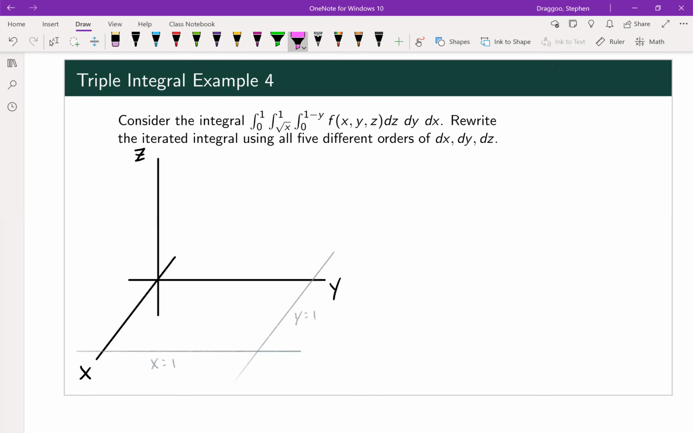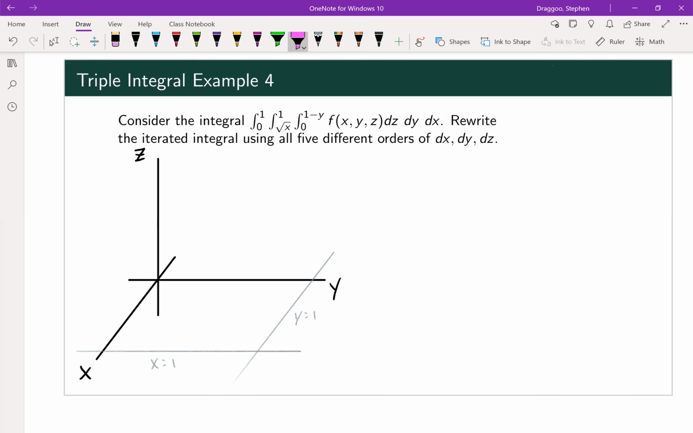I just said 5 different orders because we already have the first one written out. So again, there should be 6 in total, but we already have 1, so we're going to do the other 5. So we want to figure out how to do that.